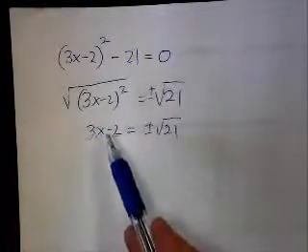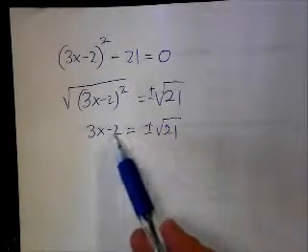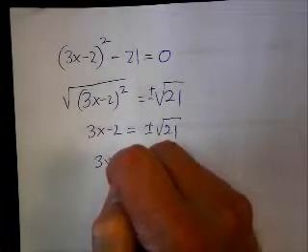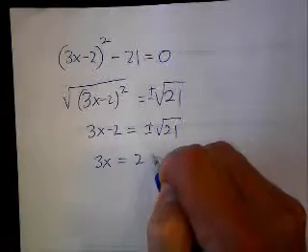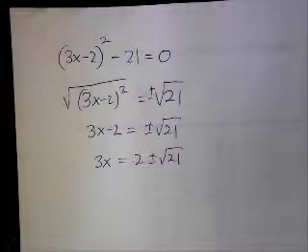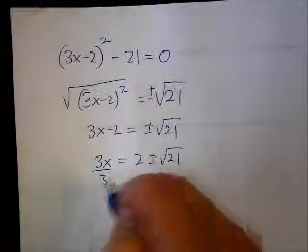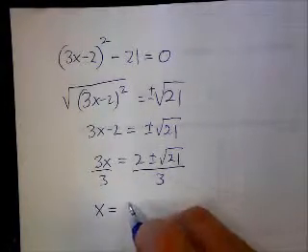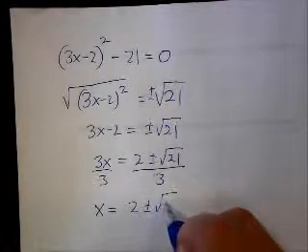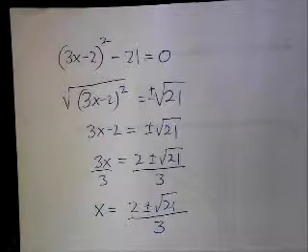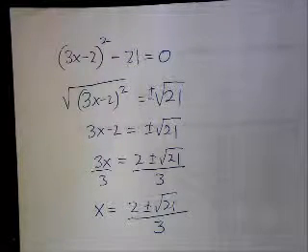All right, well, all that's left to do now is we need to get the x all by itself. So what would you do to get the x all by itself? Add the 2. So we would write 3x equals 2 plus and minus square root of 21. And then finally, divide by 3. And when we divide by 3, we need to divide everything by 3. So we would write our answer as x equals 2 plus and minus square root of 21 all over 3. Questions on that?